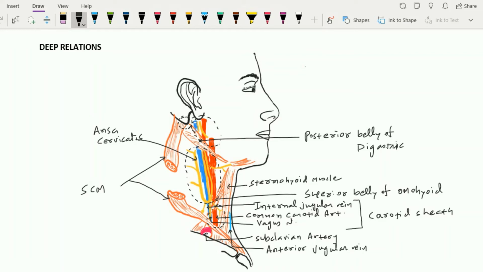The spinal part of the accessory nerve, as we have already discussed, is going to pierce the sternocleidomastoid muscle between the cleidomastoid part and the rest of the muscle, and that's why this spinal accessory nerve is also lying deep to the sternocleidomastoid muscle in the upper part. So all these are the important relations of the sternocleidomastoid muscle. So hope you understand well.